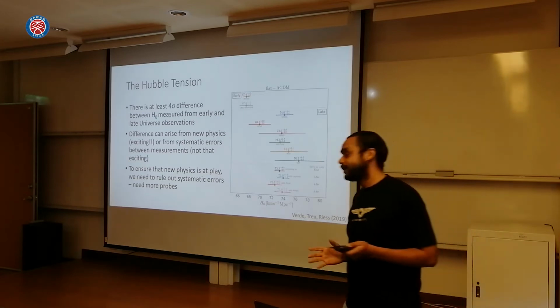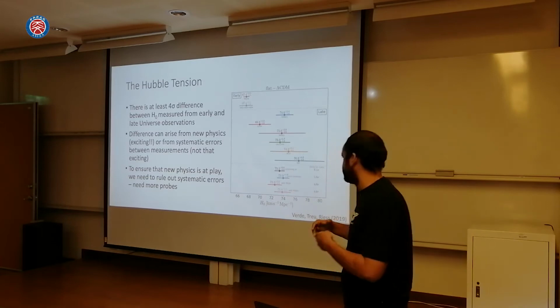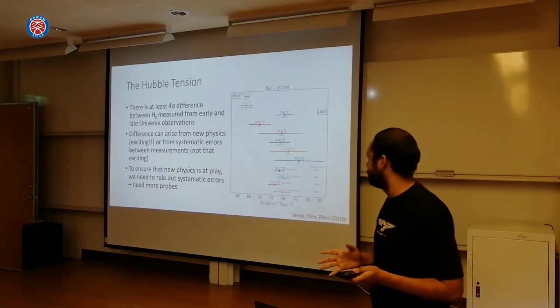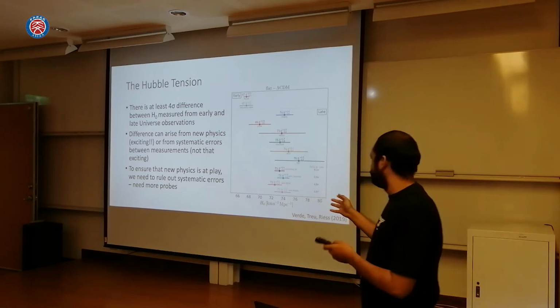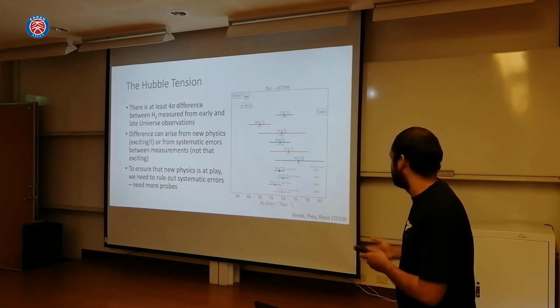The way to do that is kind of simple. You can just go and measure H0 with some different probes, and those probes will suffer from different systematic errors, and then you would know whether this discrepancy arises from systematic errors or not.